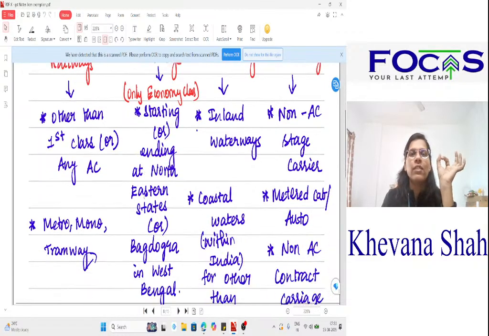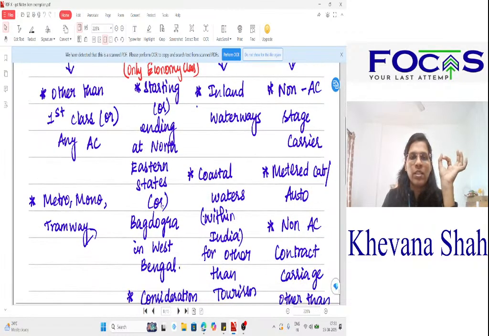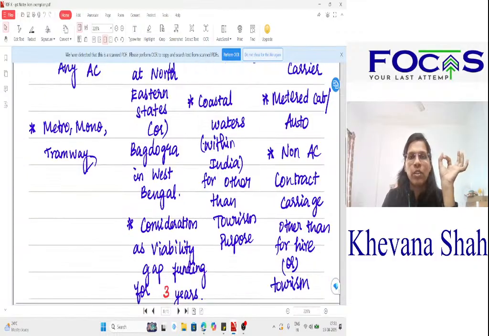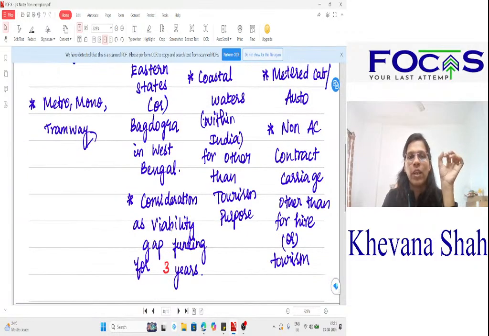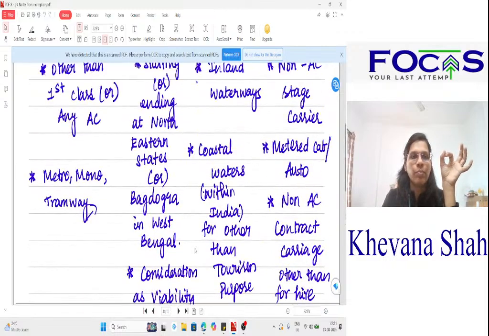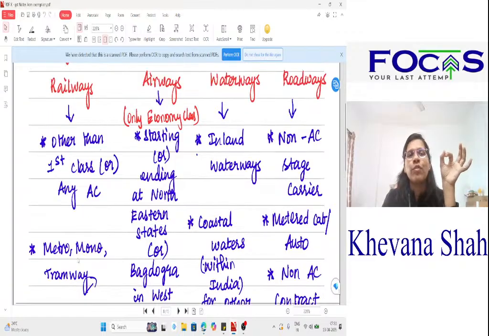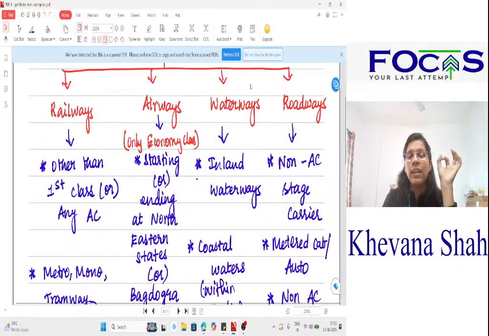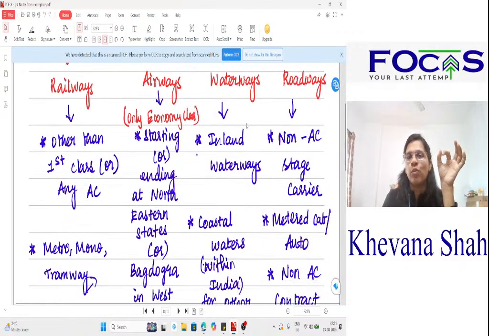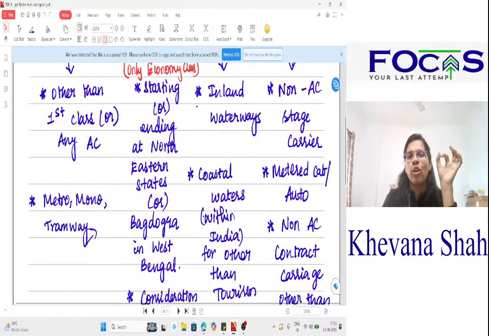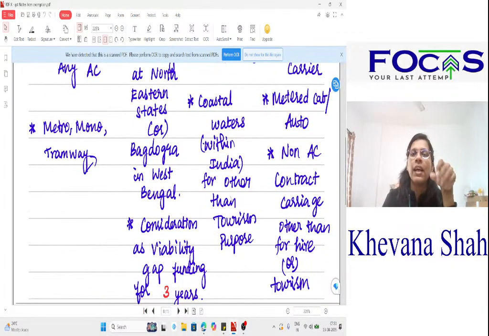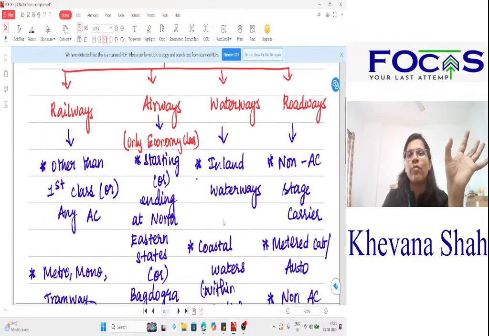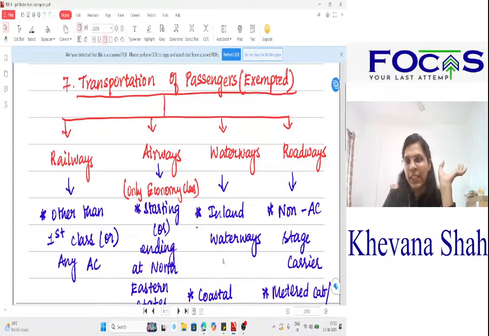Okay, and starting or ending at northeastern states or Bagdogra in West Bengal, consideration as viability gap funding for 3 years. Okay, and also for railways, the metro, monorail and tramways are also included in that. Then if you are transported through waterways, by inland waterways or by coastal waters within India for other than tourism purpose, then it will be exempted. Remember, tourism in waterways is not exempted.